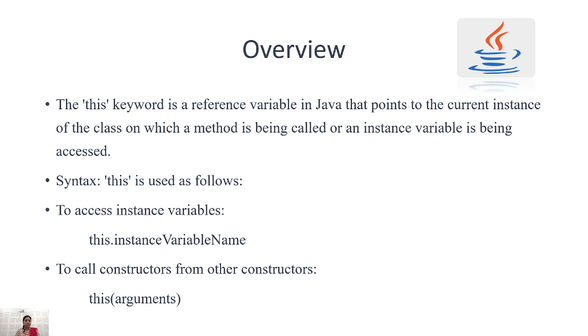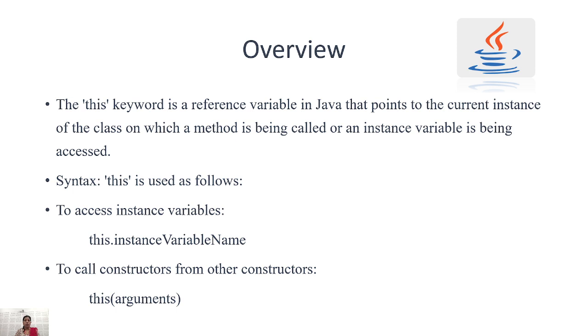Many times the this keyword is used in a Java program. So what is this keyword? This keyword is just a reference variable in Java which is used to point to the current instance of the class on which the method is being called, or an instance variable which is being accessed.